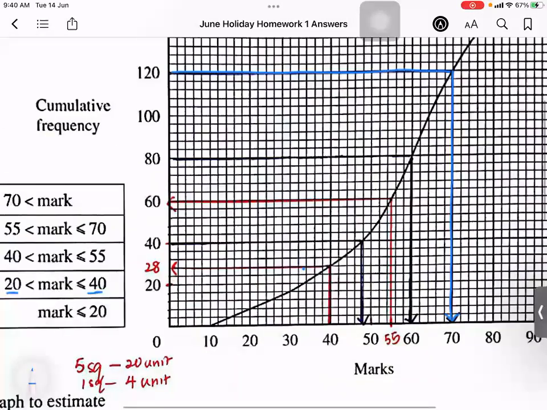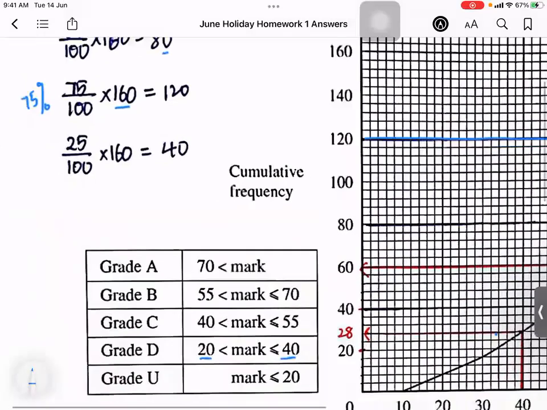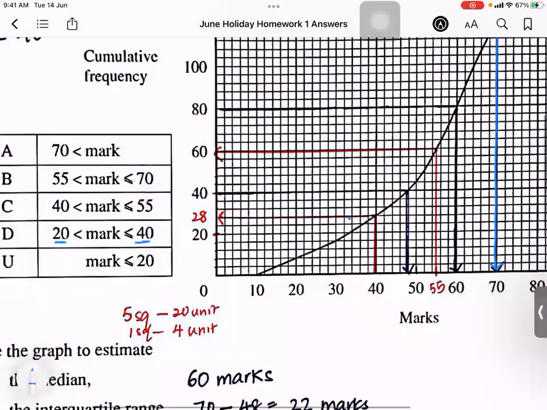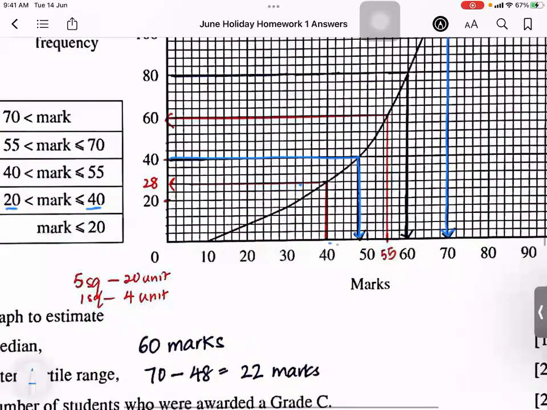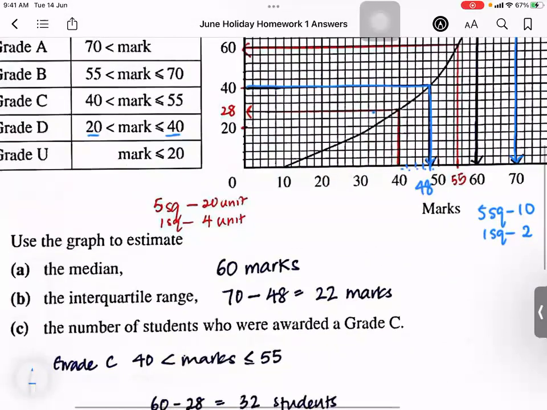Then lower quartile, 25%, which is the number 40, but 40 is not the answer. Draw your reading lines, read it from the graph. Then double check: 1, 2, 3, 4, 5. 5 squares represent 10 units. So 1 square will represent 2 units. So this one will be 48. So this number will be 70 minus 48, 22 marks.